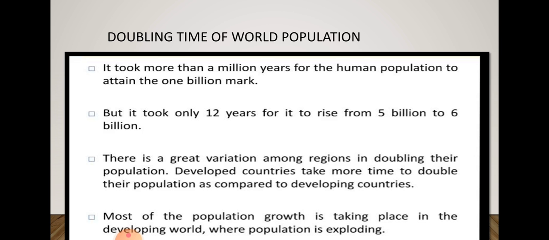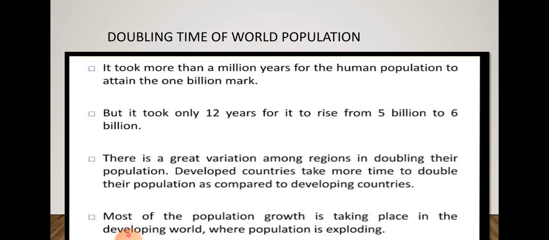Now see the explanation. It took more than a million years for the human population to attain 1 billion, but it took only 12 years to rise from 5 billion to 6 billion. There is a great variation among the regions in doubling their population. All countries don't have the same rate of doubling. Especially, the developed countries take more time to double their population compared to the developing countries.